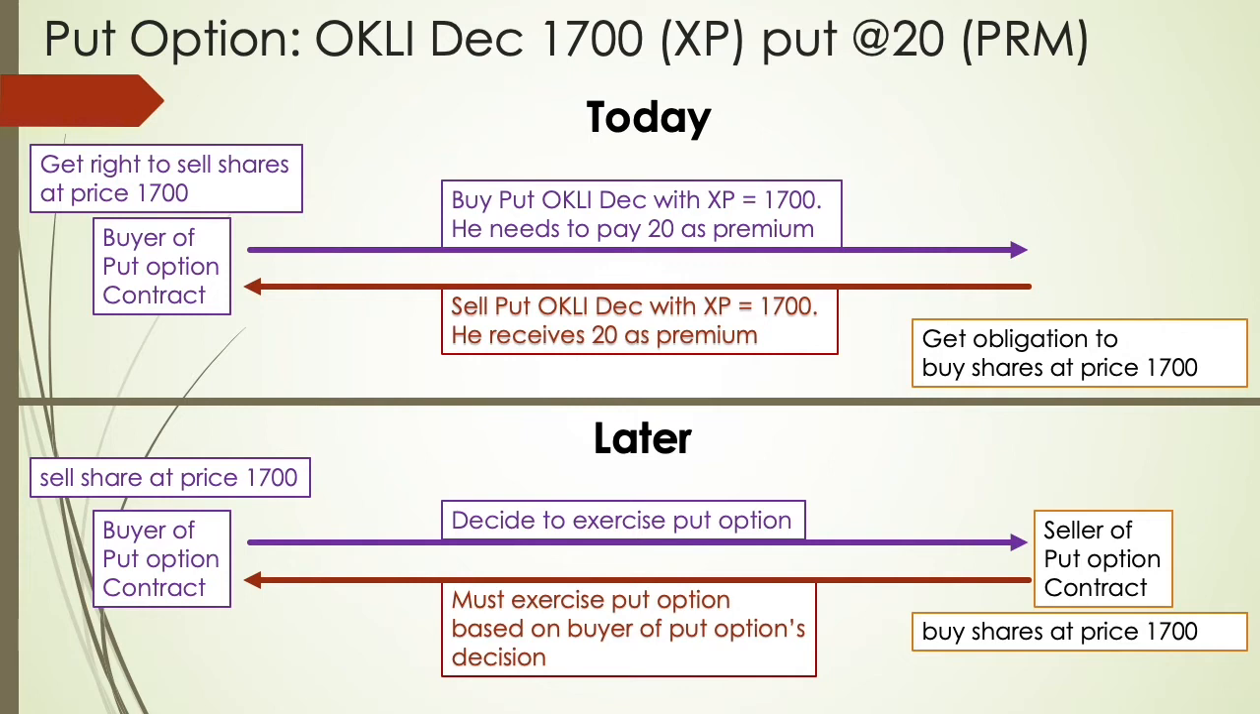So if I exercise the put option contract, I can sell shares at price 1700, which is the exercise price of the put option contract. As the seller of the put option contract, if the buyer decides to exercise the contract, you must exercise that put option contract. So in this case, you must buy shares at price 1700.